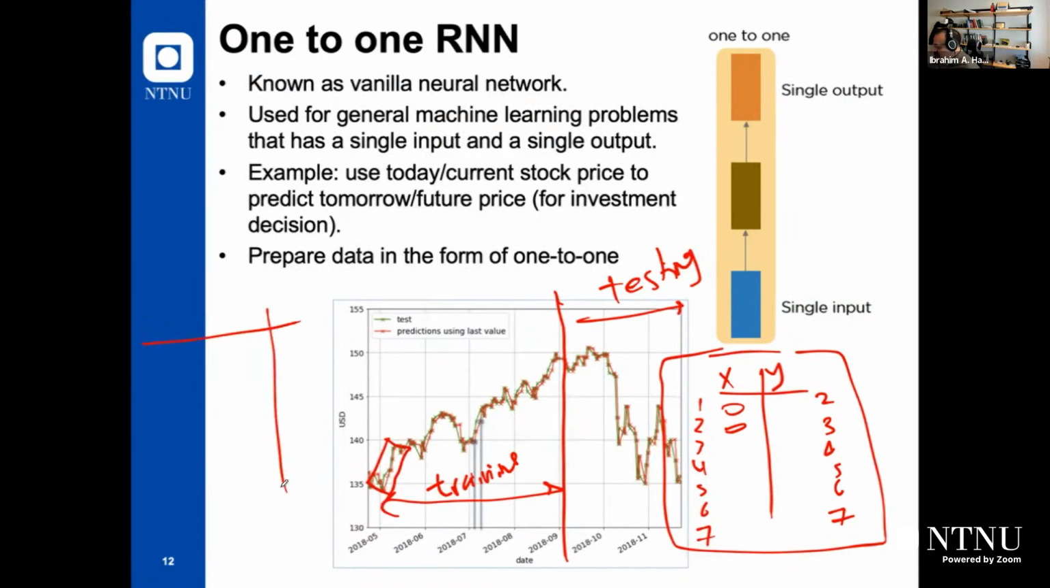So if you use the last values, I will just write it like this. It's X1, X2, X3, X4, and I will use those values to predict X5, correct? So I will call it Y, right? After that, I will shift it by 1. So I will use X2, X3, X4, X5 to predict X6. Then I will use X3, X4, X5, X6 to predict X7. So I need to put my time series in the correct format.